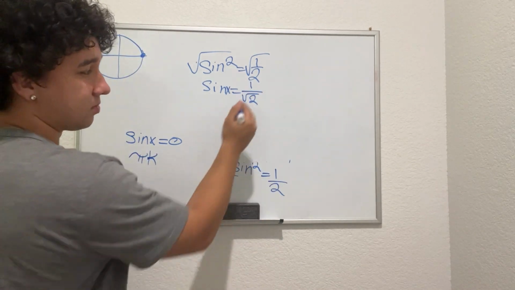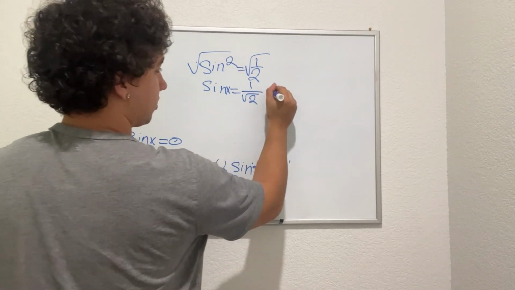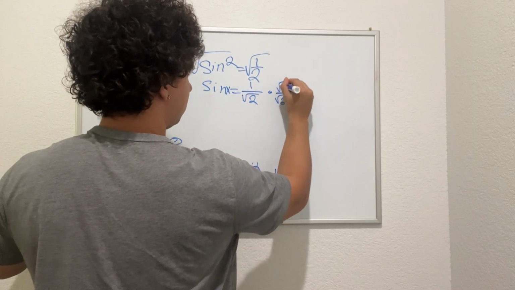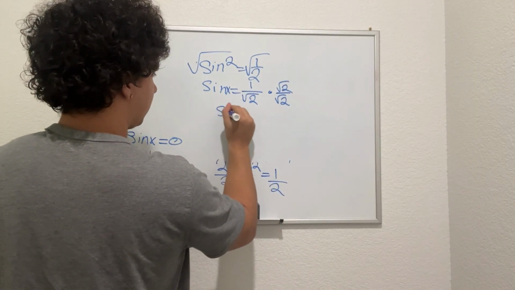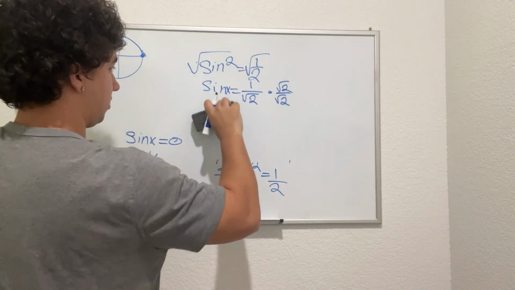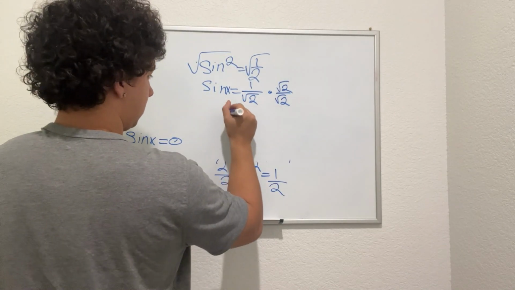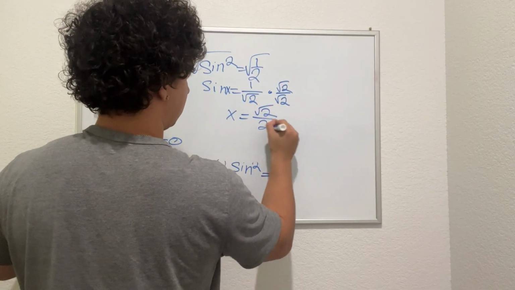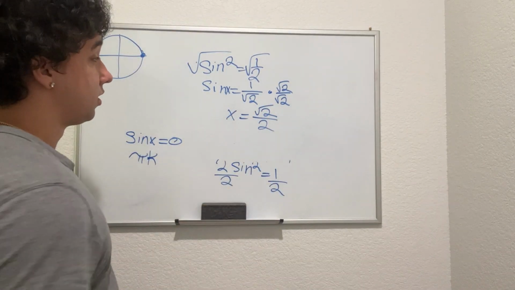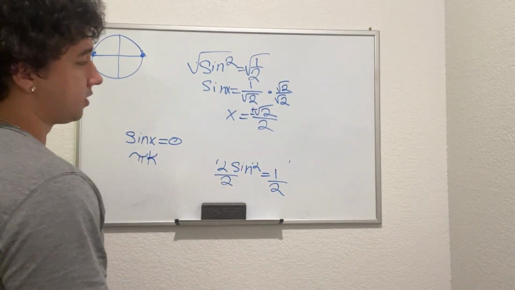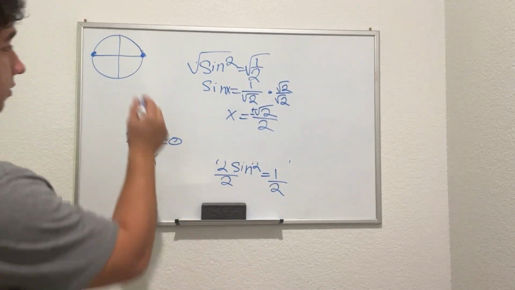You're not technically supposed to have a radical in the denominator, so I'm gonna rationalize my denominator by multiplying by root 2 over root 2. And that's gonna give me sine x is equal to root 2 over 2, right? That's all I'm looking at here. Now, also notice this is gonna be plus or minus because I did take the square root of both sides. That gives me basically free reign here.